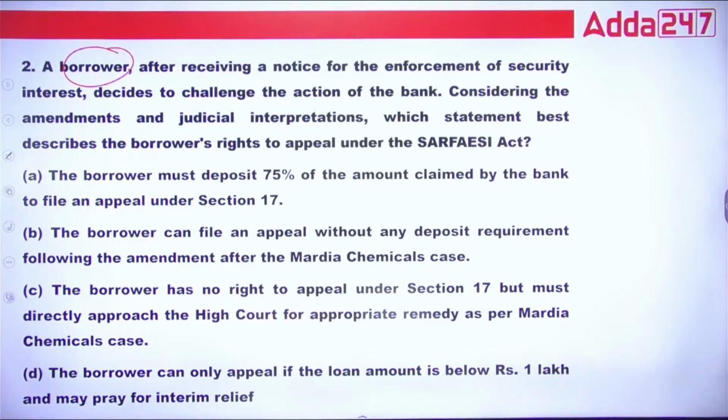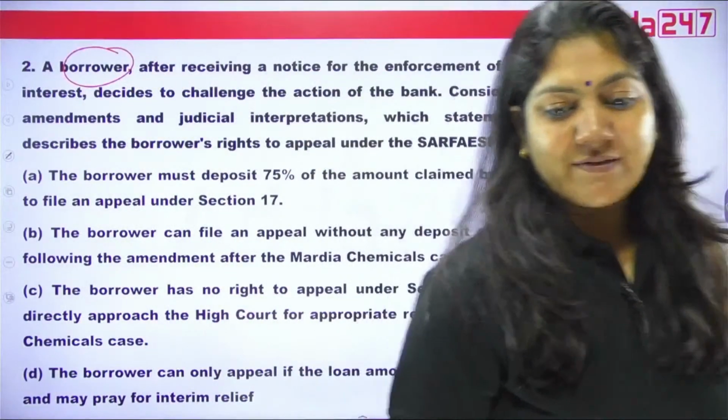A: The borrower must deposit 75% of the amount claimed by the bank to file an appeal under Section 17. B: The borrower can file without any deposit requirement following the amendment after the Mardia Chemicals case. C: The borrower has no right to appeal under Section 17 but must directly approach the High Court for appropriate remedy as per the Mardia Chemicals case. D: The borrower can only appeal if the loan amount is below 1 lakh and may pray for interim relief. What is the right answer?